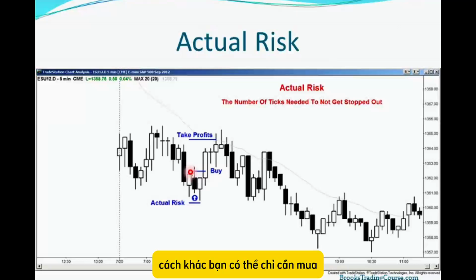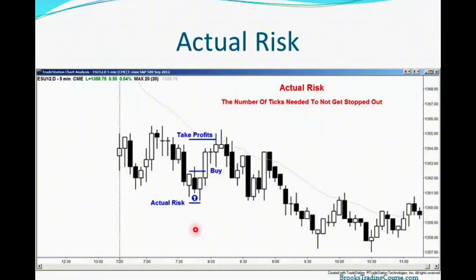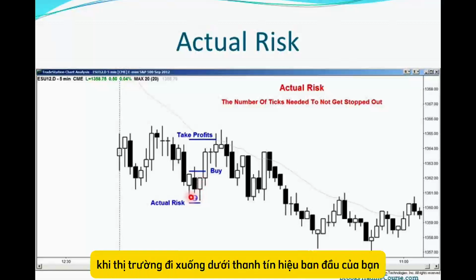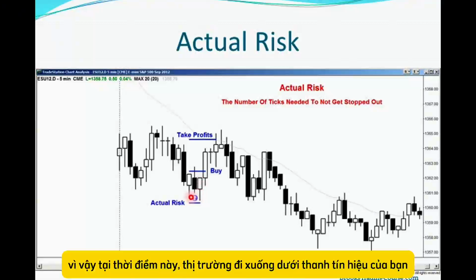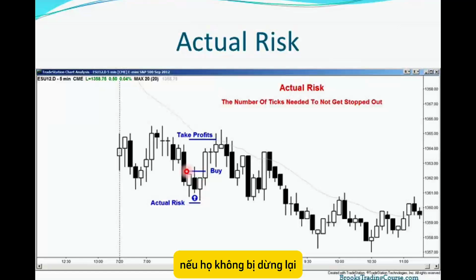Alternatively, you could simply buy 1 tick above the high of this signal bar and use a wide stop, maybe a measured move down here. And if you did, you would not have been stopped out when the market went below your original signal bar. So at this point, the market goes below your signal bar. Many traders would buy more right here if they were not stopped out. If they were stopped out, they would buy anyway.